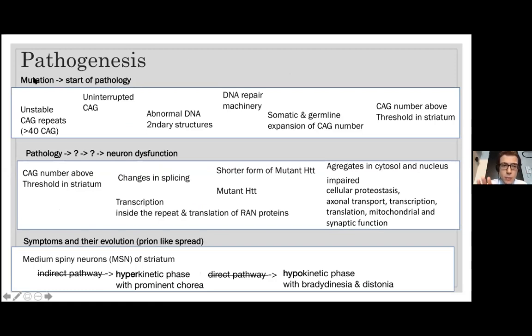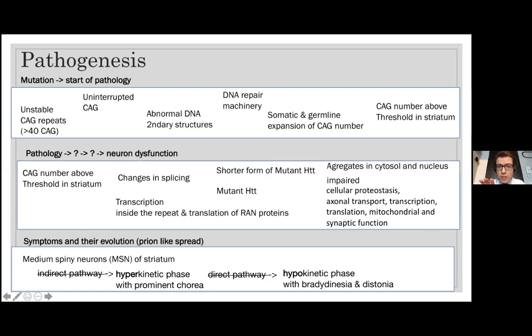Okay, so we definitely know that there is a mutation which has a number of CAGs that is above 40. And this mutation is unstable. And it's particularly unstable if it is just CAGs uninterrupted. If there is, for instance, a CAA, which also codes for glutamine, it will interrupt the chain of CAGs, and that way it will make the repeats more stable, and the disease will happen later in life. Okay, but so what happens when you have a long CAG repeat without any interruptions? You get abnormal DNA secondary structures, and these DNA secondary structures can interact with DNA repair machinery and DNA handling machinery. And that interaction leads to somatic and germline expansion.